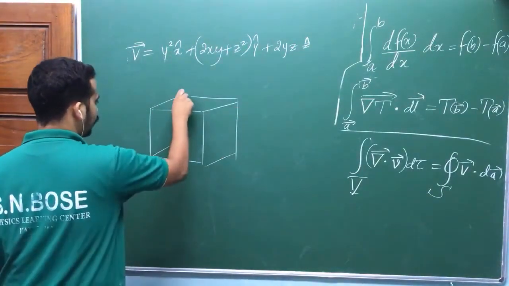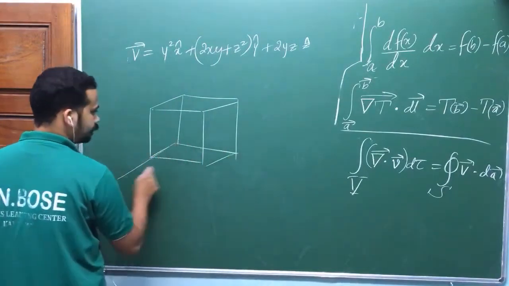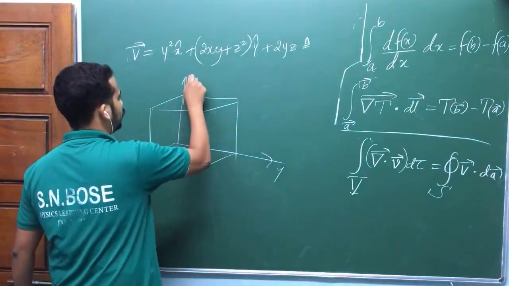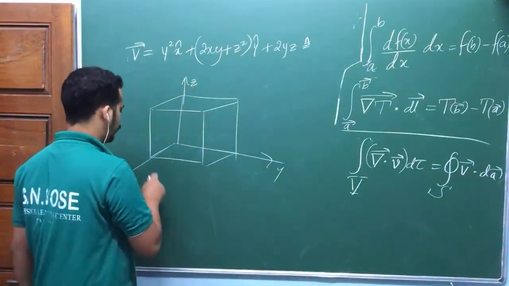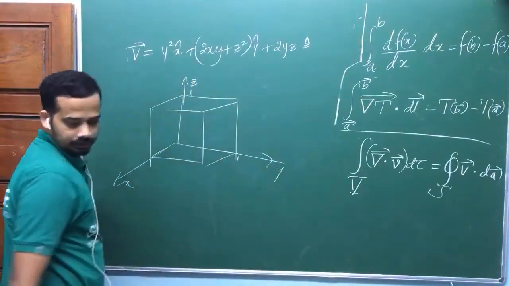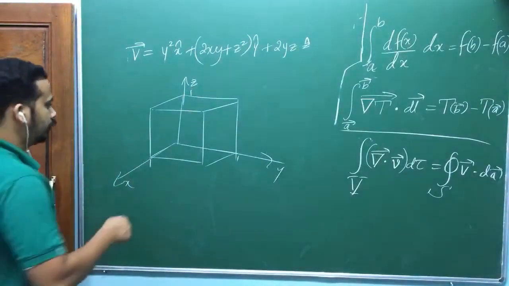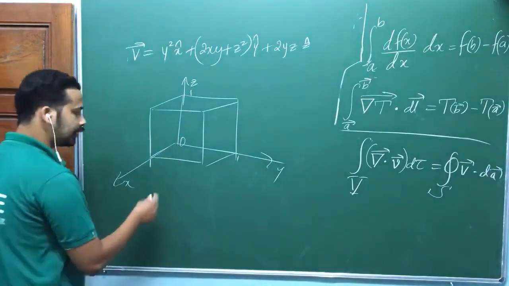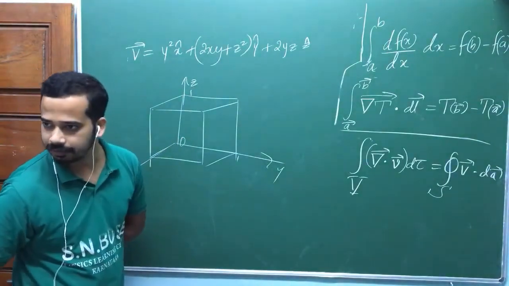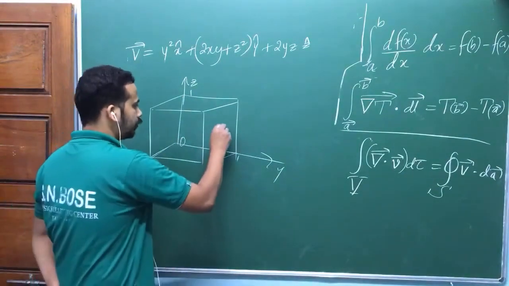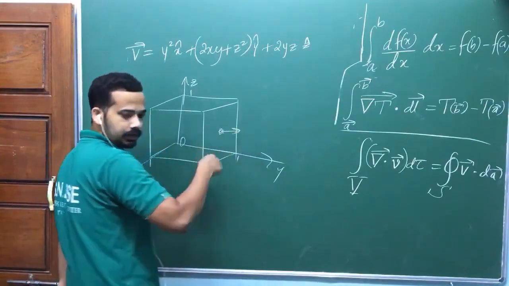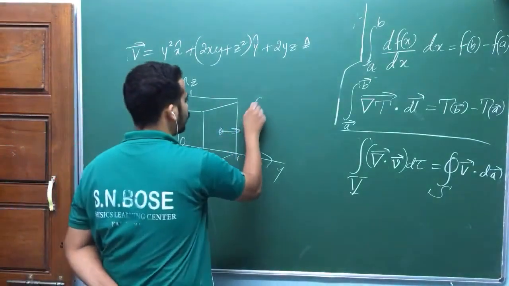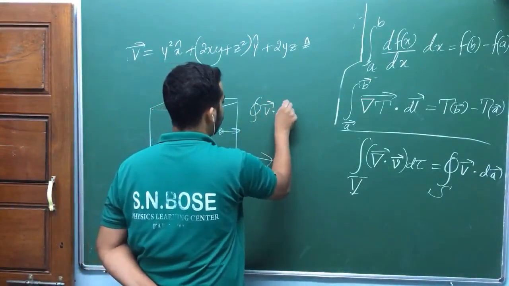Okay, let me take a cube. X, Y, Z, so 1, 1, 1 here. A cube of side 1, whose one corner is at the origin. Now let me directly take the surface integral, because yesterday I explained how to do the surface integral, am I right? How to take the dA vector and all. I hope you can deal with that. Do the closed surface integral of this vector field.